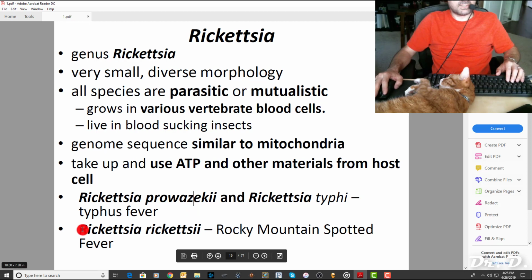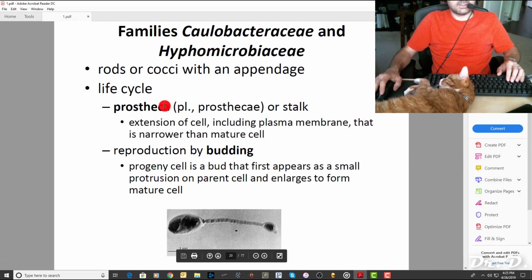Okay, the main one I want you to know about is Rickettsia rickettsii. This is the main one I want you to know about. This one causes Rocky Mountain spotted fever through tick bites. Okay, so just know Rickettsia parasite causes Rocky Mountain spotted fever. That's pretty interesting.